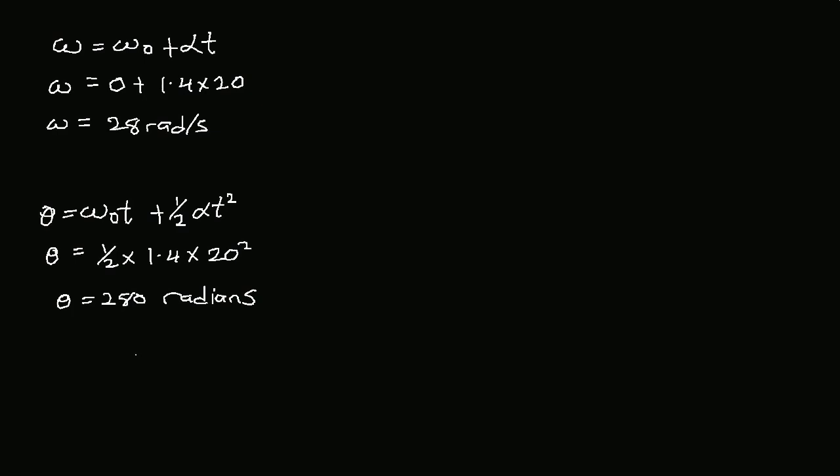If the pulley turns through this angle, it means that any point on its outer surface would have traveled a distance equal to r theta. This is also the distance through which the mass would have fallen, since it's connected by a string to the outer surface of the pulley. So we can write the distance through which our mass falls as r theta, and this is going to be 0.3 times 280. And this gives us 84 meters.